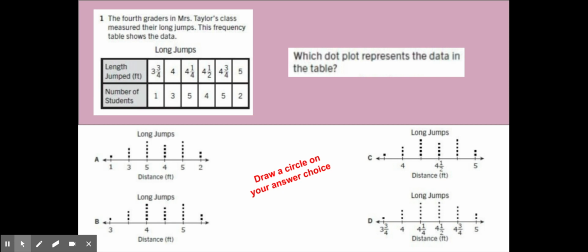Hello, we are on day 2 of learning our dot plots and stem and leaf and frequency tables week. We're going to be doing 2 problems, one dot plot and one stem and leaf.